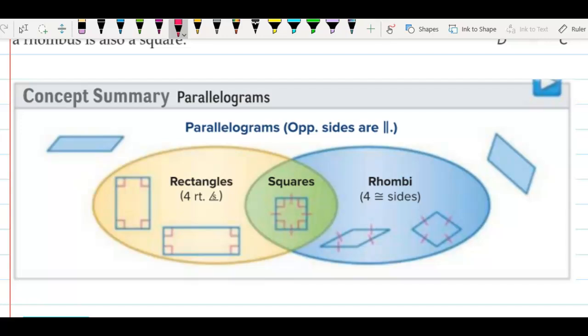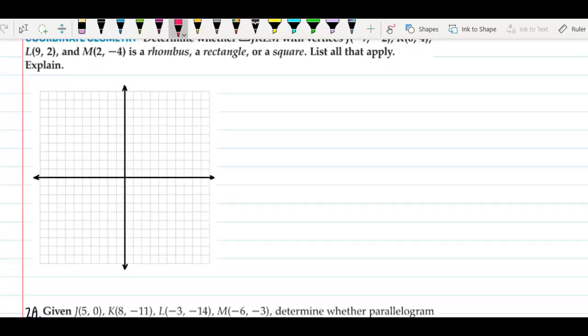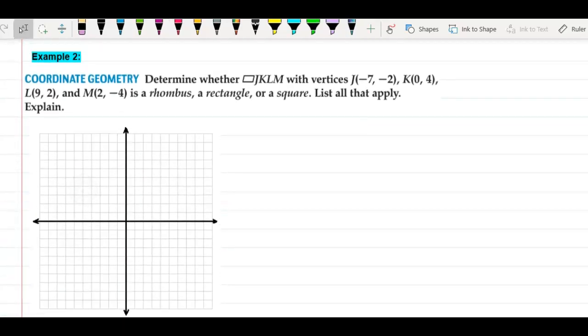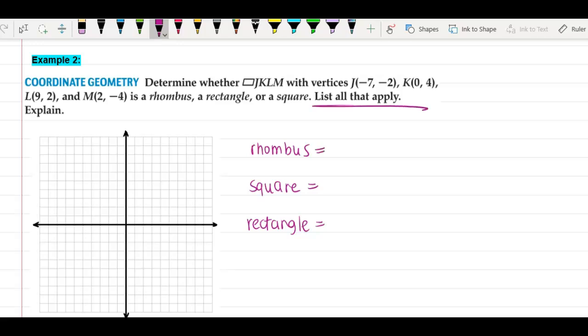Okay? So we're going to do one last example. Yes, this is the last one. I think, yeah, okay. So we have coordinates for some sort of parallelogram. So all we know is that it's a parallelogram. We're trying to decide, is this a rhombus? Is it a square? Is it a rectangle? Or is it none of them? Okay, so we have to list all that apply.